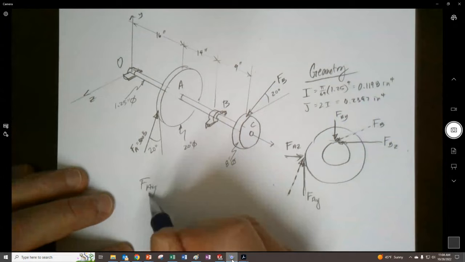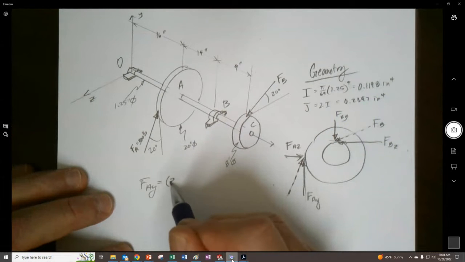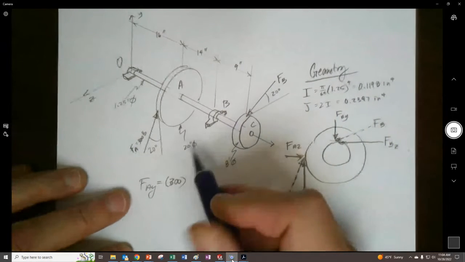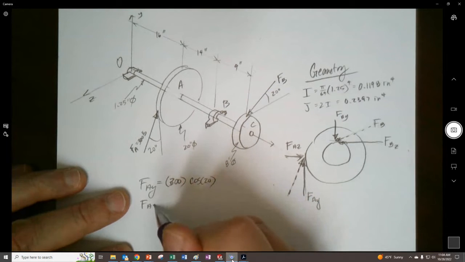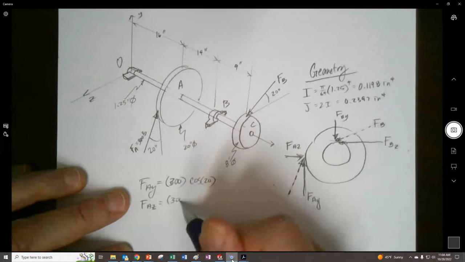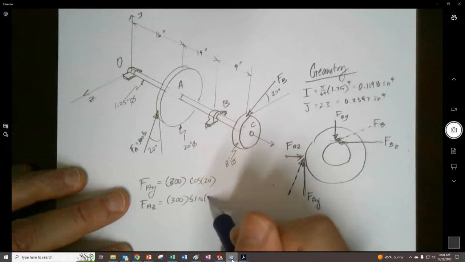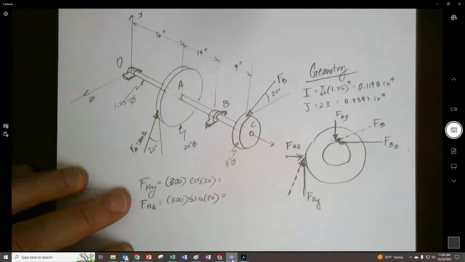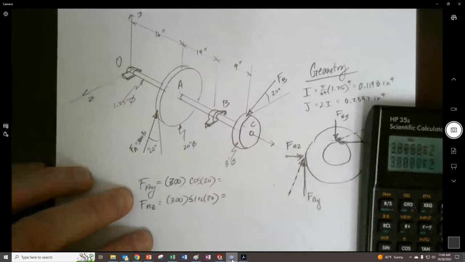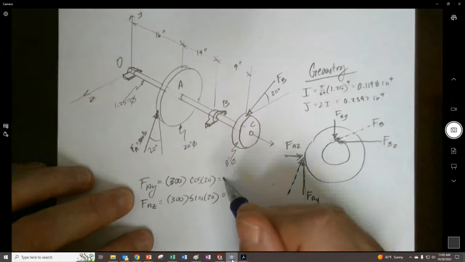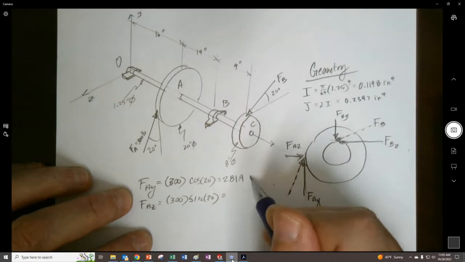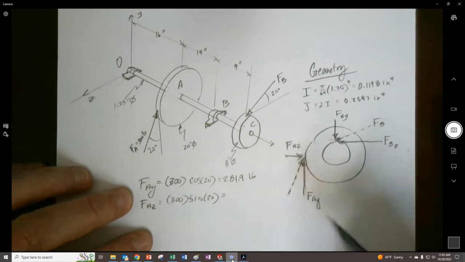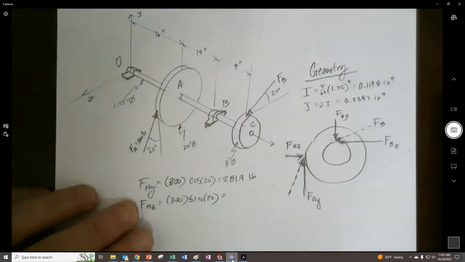And FAY is equal to our 300 times the cosine of 20. FAZ is equal to 300 times the sine of 20. And 281.9.